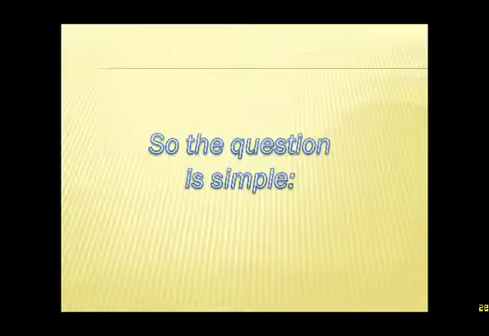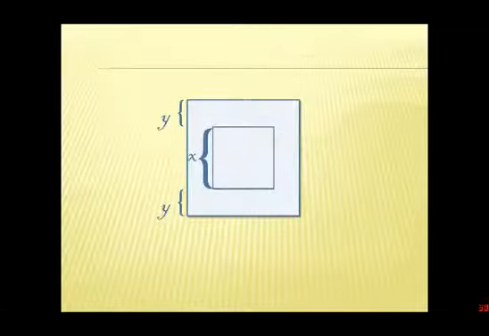Now, the question is simple. What values of x and y will lead to an area A of the smaller square that is 1 greater than the area remaining in the bigger square? Well, this boils down to some basic math, namely this equation here.